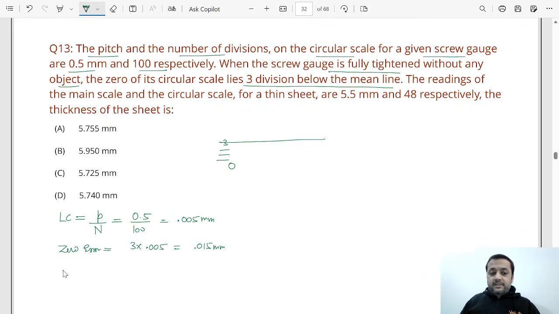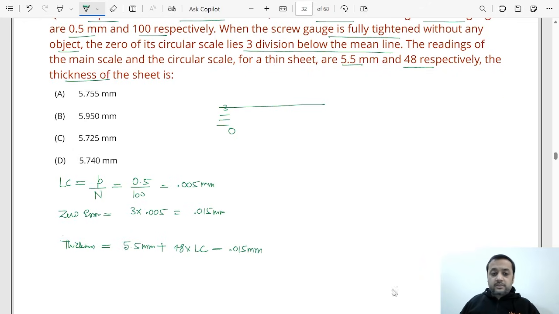All right. Now what is the reading? So what is the reading of the main scale? So that is 5.5 and circular scale is 48. So what will be the actual thickness? That will be reading on the main scale, which is 5.5 mm, plus the reading on the circular scale multiplied by the least count. This is the measured value. But from here you have to deduct the zero error. Remember, zero error is always deducted. So this becomes 5.5 plus 48 into 0.005 minus 0.015.